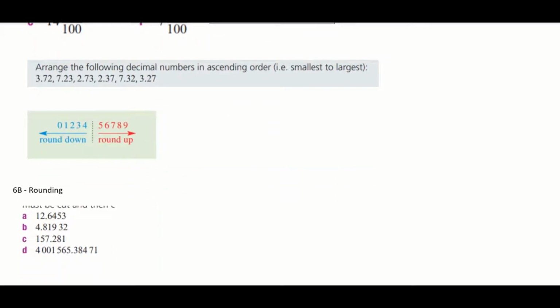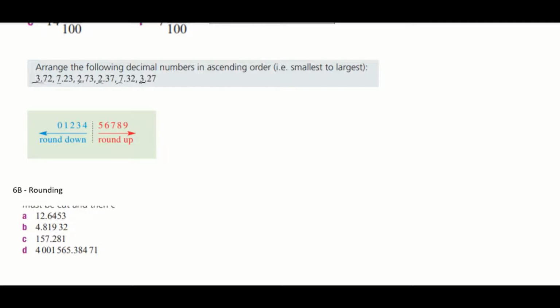Now, how do we arrange decimal numbers in ascending or descending order? Ascending, think up. Descending, down. Well, the first thing is you look at the first digit, whatever it is, and you make sure it's in the same column. So these all start with a ones column number. We've got 3, 7, 2, 2, 7, 3. Obviously we're going ascending, so we want to start with the smallest. We've got two 2s, so we're only looking at those now. Then we look at the second number.